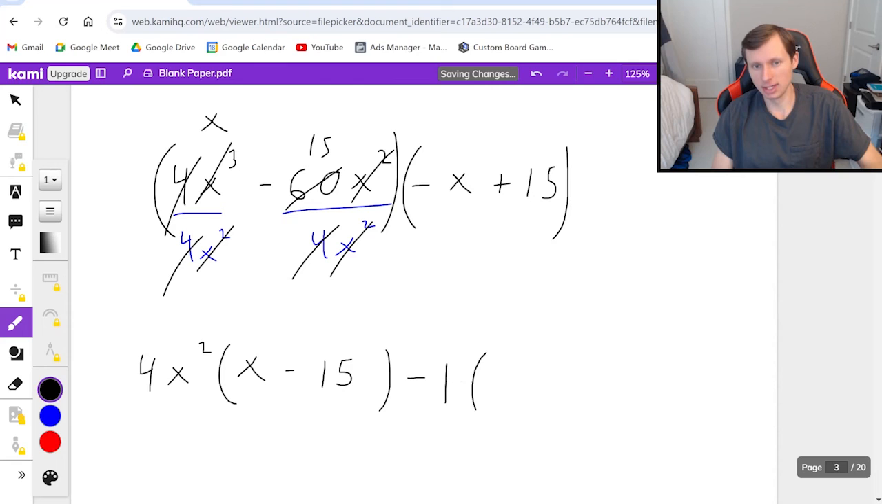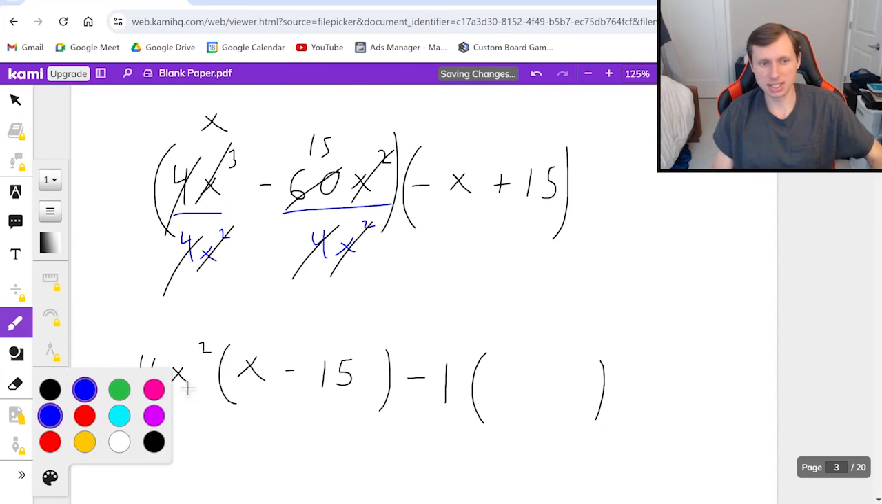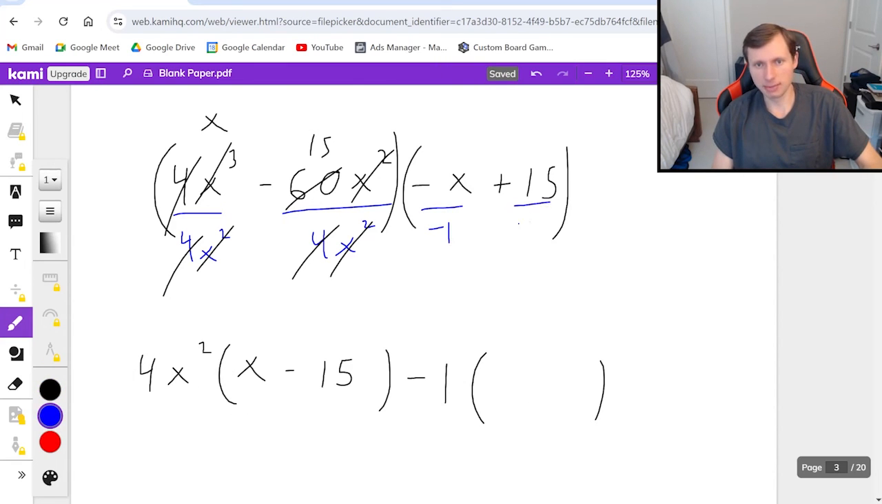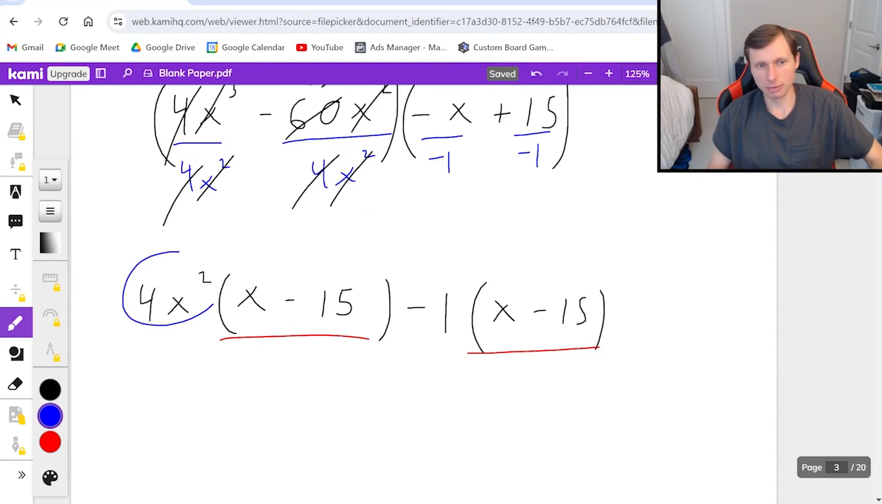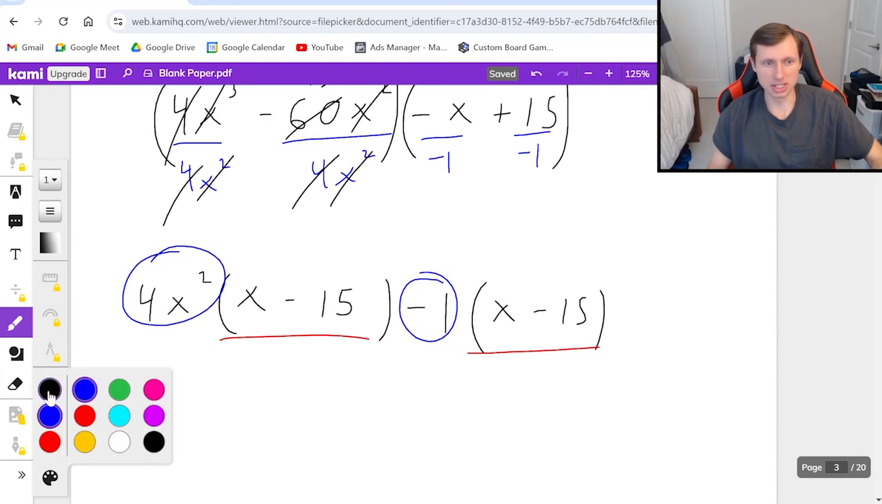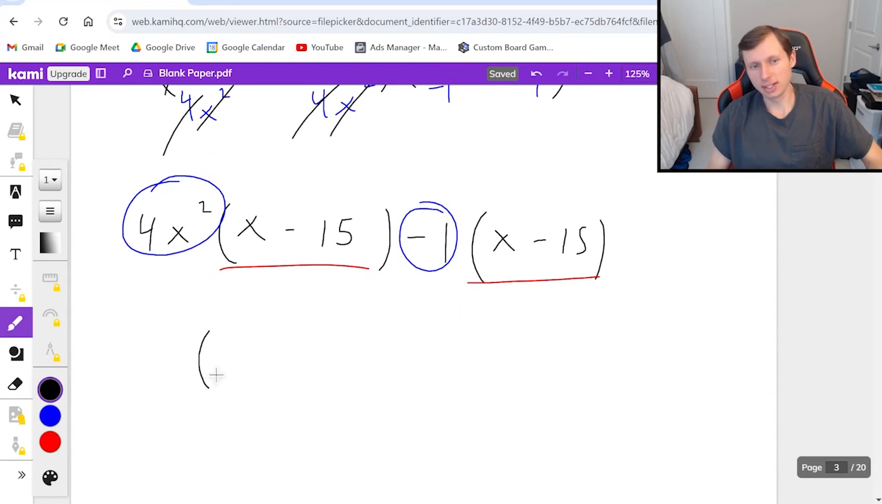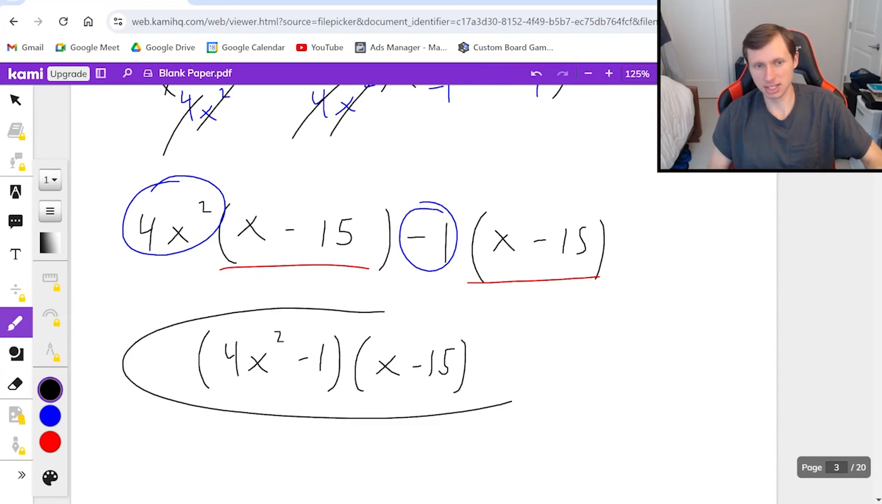Just negative 1. And then what goes in parentheses, divide by negative 1, divide by negative 1, I'm going to get positive x minus 15. And now we can see why this was a good idea, because I get x minus 15 is the same, and then the 4x squared and the negative 1 will be the second factor. So the final answer is 4x squared minus 1 times x minus 15.